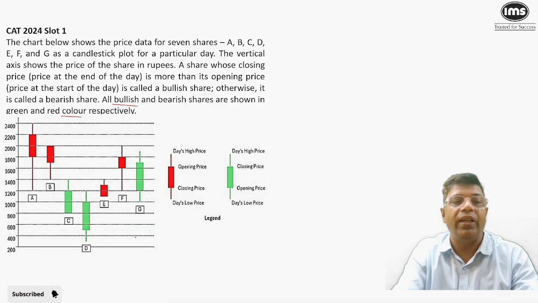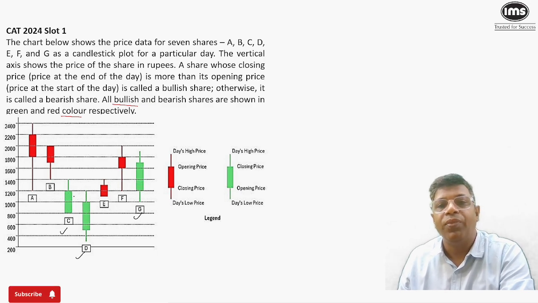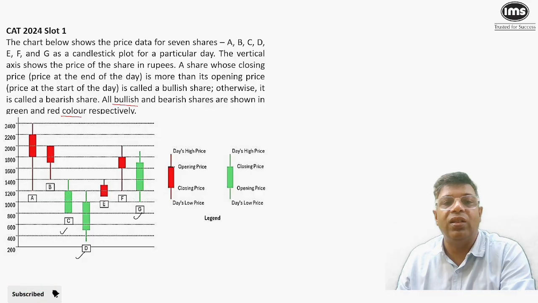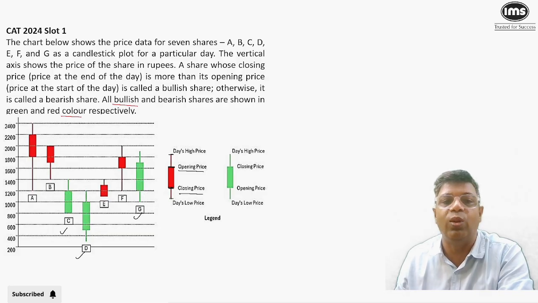You can look at the green color, like C, D and G are bullish shares and the rest of them are bearish shares. And if you interpret the red stick, then this part is called the opening price and this part is the closing price. So you can clearly say the opening price is higher than the closing price. So that's why there's a loss. It's in red color. This is the day's highest price, the maximum price that the share reached throughout the day, and this is the lowest price.